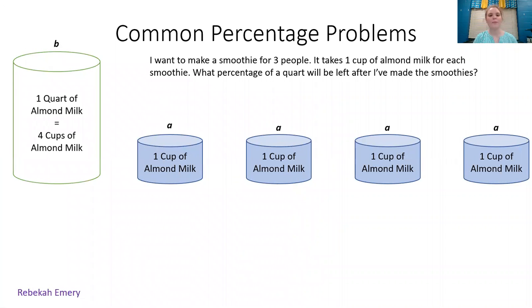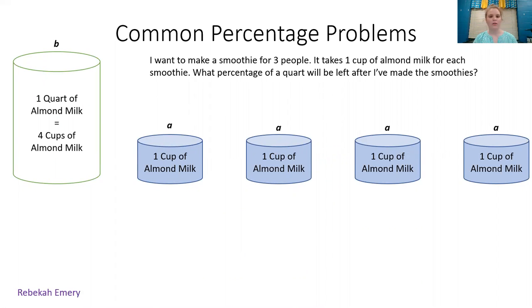Moving on to common percentage problems. I want to make a smoothie for 3 people. It takes 1 cup of almond milk for each smoothie. What percentage of a quart will be left after I've made the smoothies?